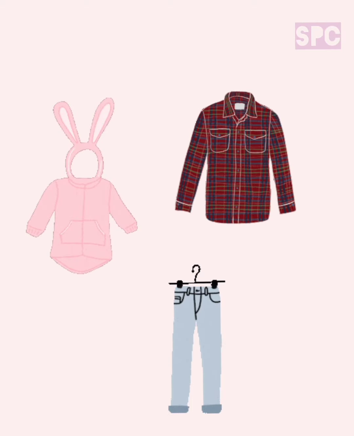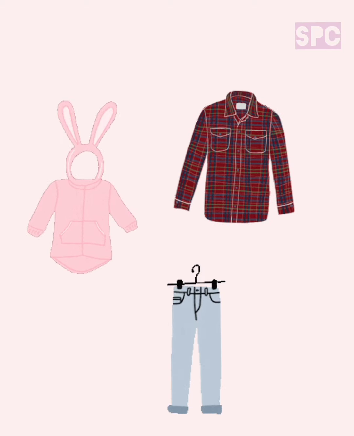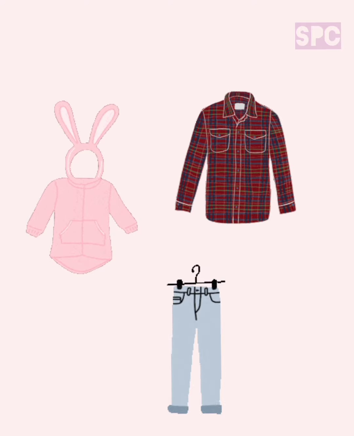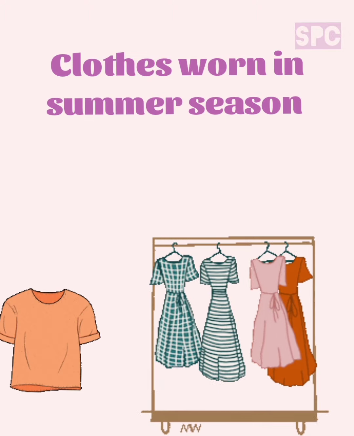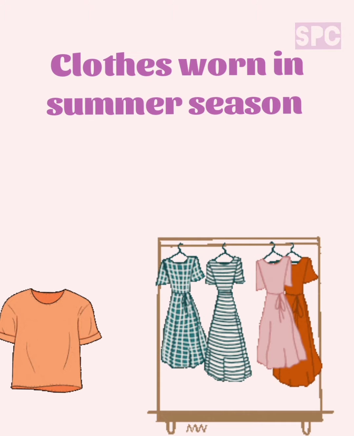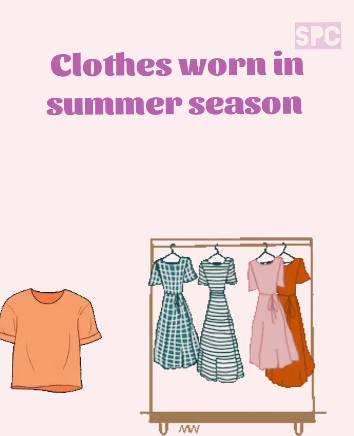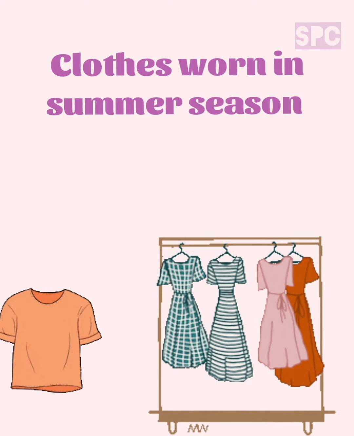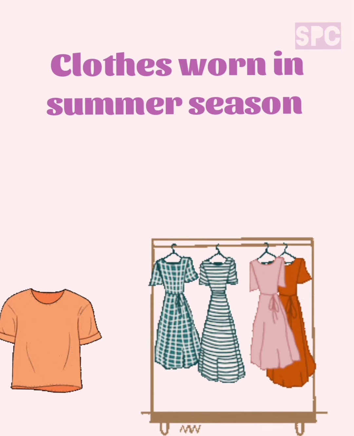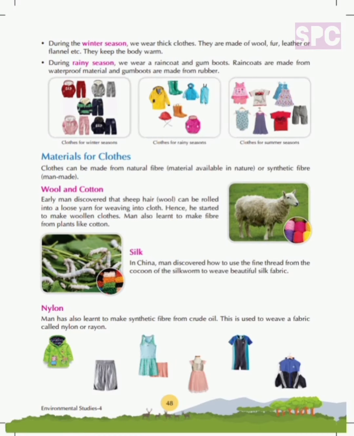So children, we know that clothes keep us safe from harsh weather conditions. Different types of clothes are worn in different types of weather conditions. For example, loose fitting, light colored cotton clothes are worn in summers as they help us in absorbing sweat and let the air in and thus keeping us cool. Let's move on to the next page.